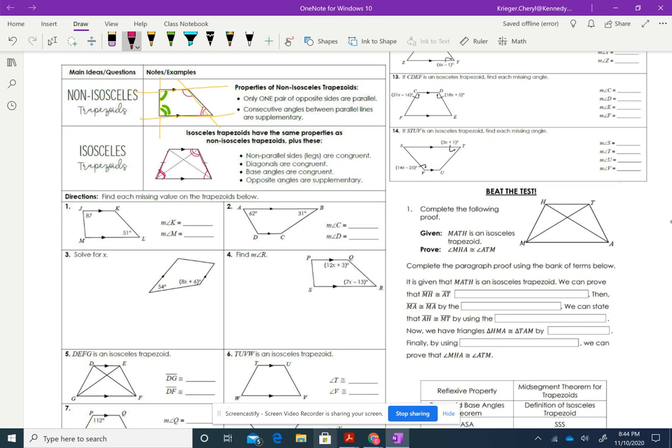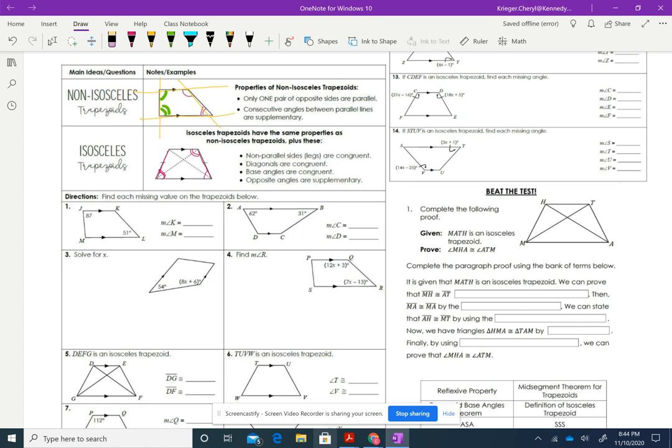Same thing with the consecutive angles between parallel sides, right? That would be the same thing as saying that these two are supplementary because they are consecutive interior angles.